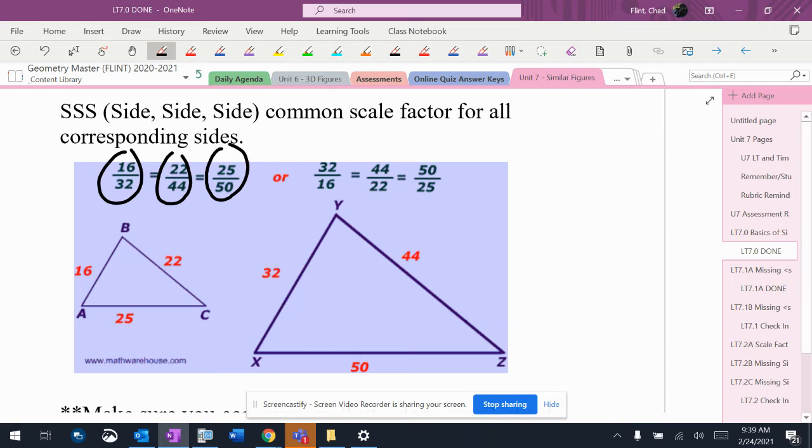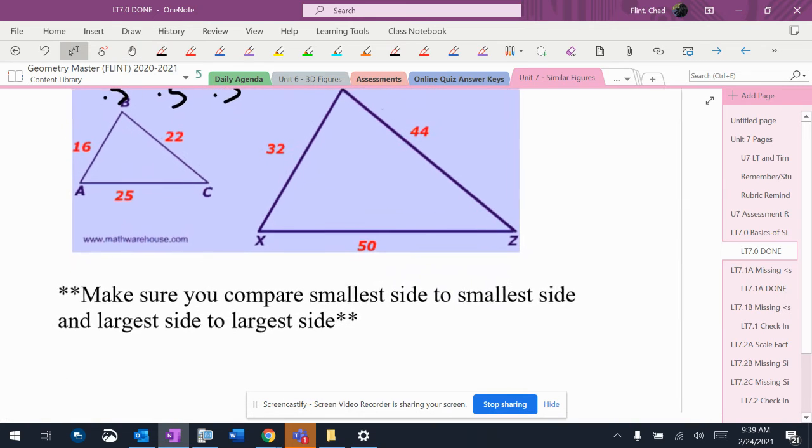All right, now how to do that? You would divide them to see if they come out to be the same. Each of these would be 0.5, so that'd be 0.5, that'd be 0.5, and that would also be 0.5. Okay, since those are all the same, the triangles have to be similar because they have this common scale factor. All right, but the real thing that you would say, you could just say side, side, side, or you could say common scale factor.